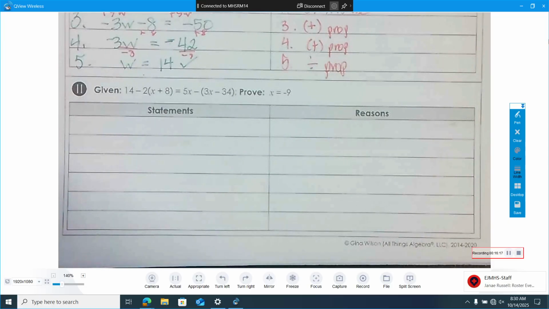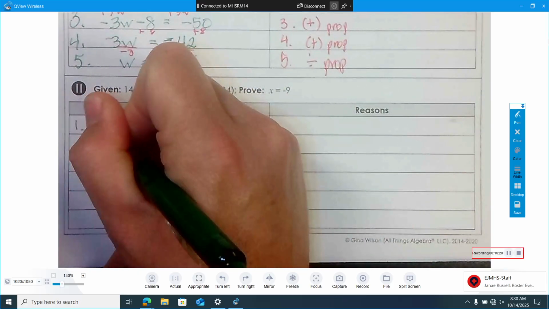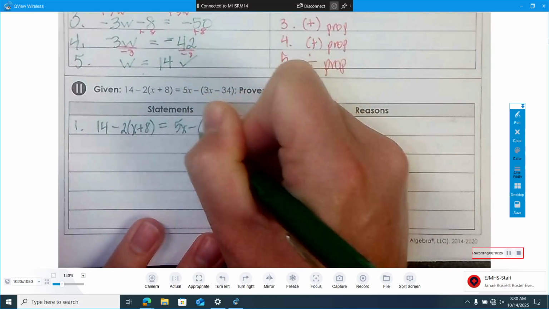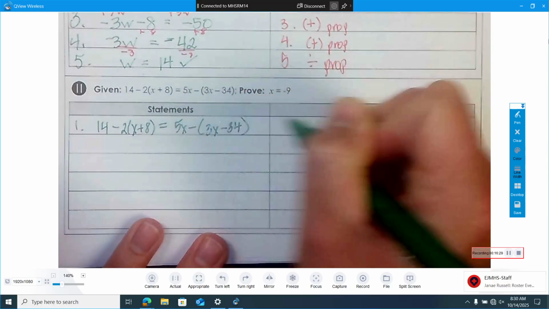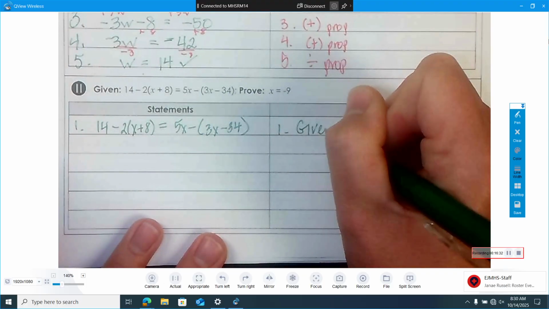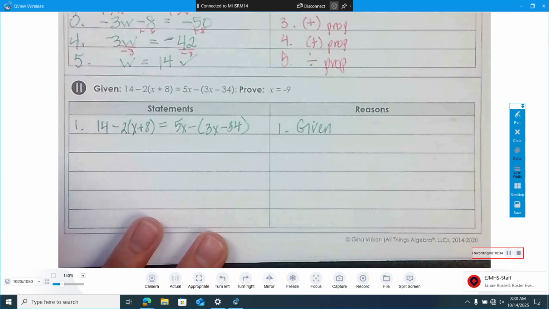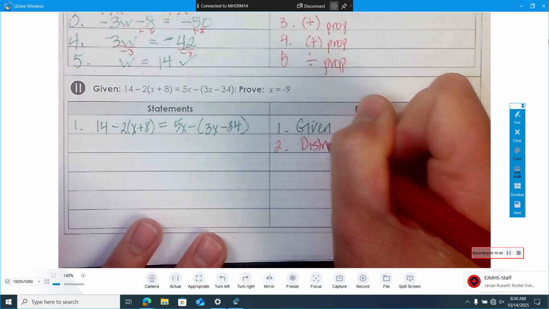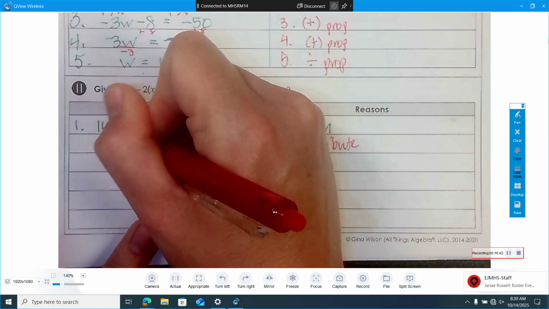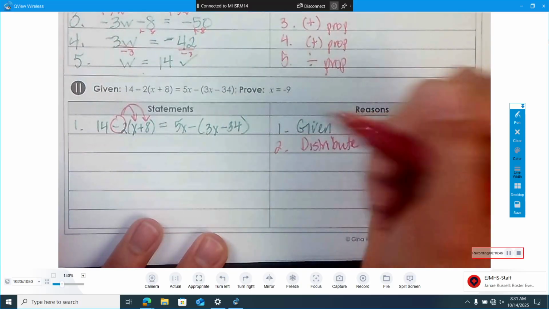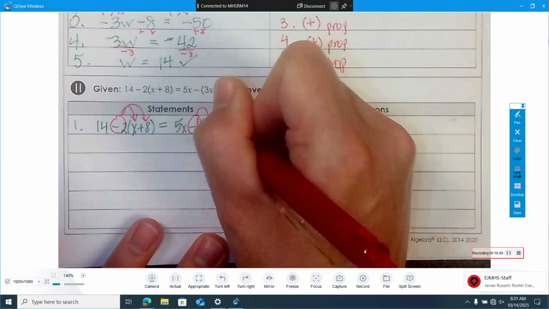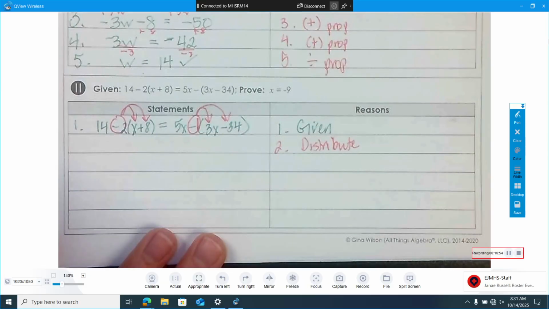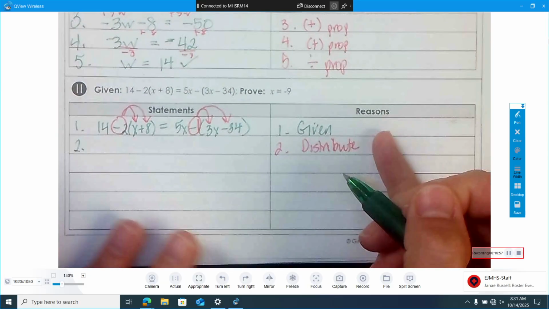All right, number 1 is, we have 14 minus 2 times the quantity x plus 8 equals 5x minus the quantity 3x minus 34. And what's our reason? Given, always. All right. Now, what's the next thing you're going to do? Distribute. What are we distributing here? We're going to distribute a negative 2 and the evil invisible negative 1. I like that. That is a negative 1 that we want to distribute very, very carefully.